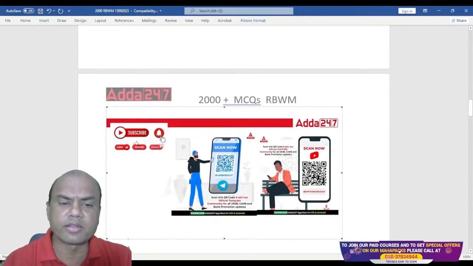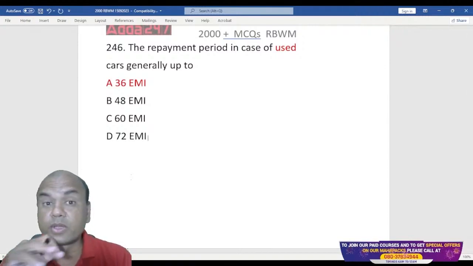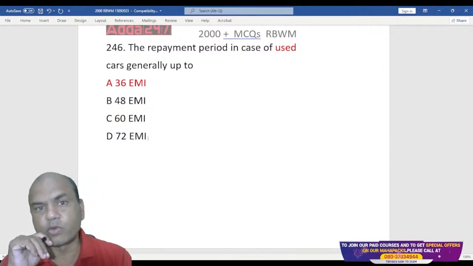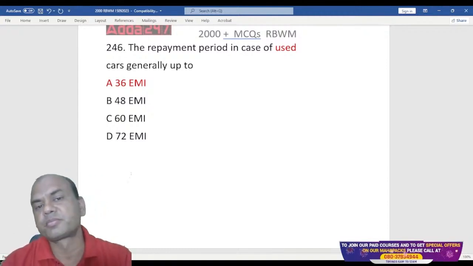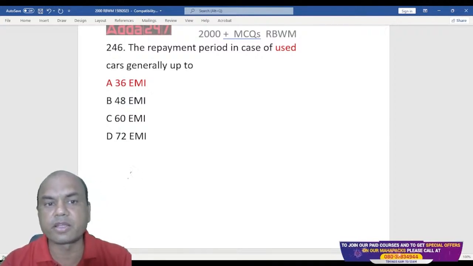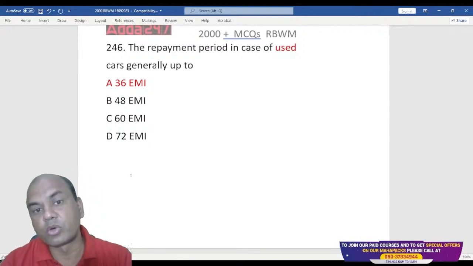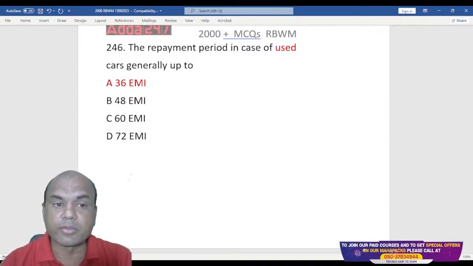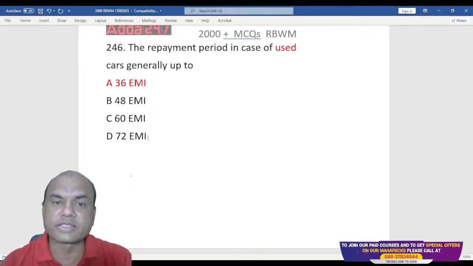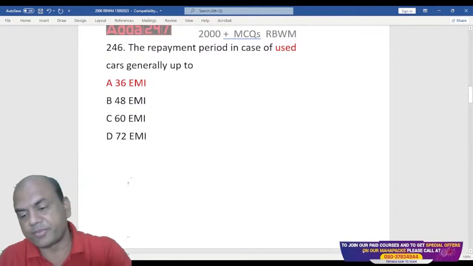Have you seen for two-wheeler? Two-wheeler loans. Okay, tell me for two-wheeler. What is the period for two-wheeler generally? Two-wheeler loans are given for what period? Type in the comment section. Yes, everyone. Two-wheeler, scooter, bikes, it is 3 years, correct, 36 EMI. Scooter, bike, two-wheeler, anything, it is 3 years, 36 EMI. Next one.